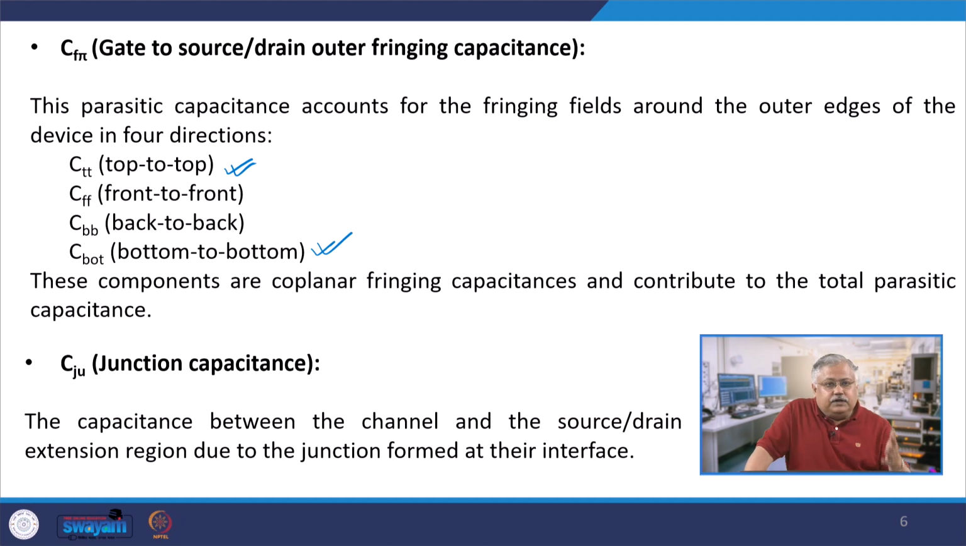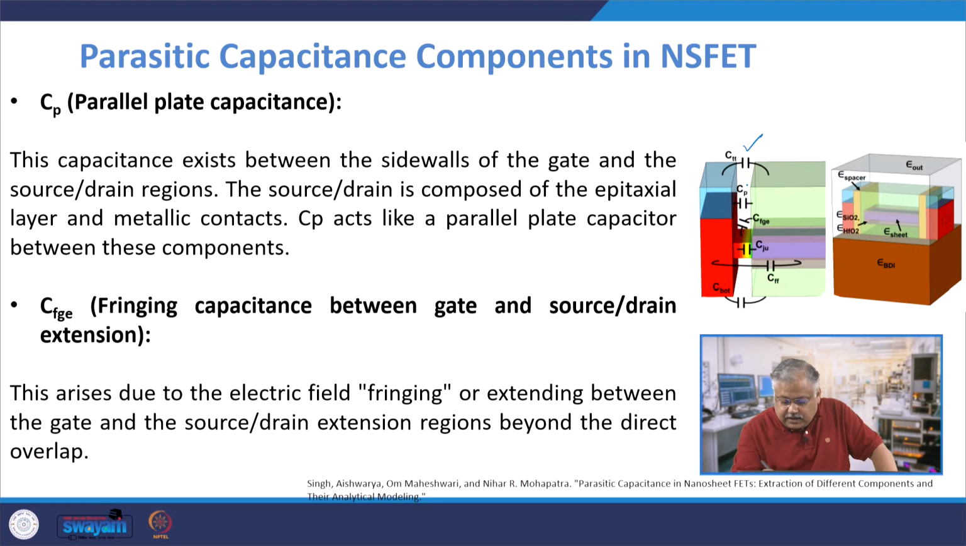However, the value of these will depend upon the structural parameters. For example, what is the height of the active layer of the device, what is the width of the active layer of the device, and that will ensure that the values of CTT, CFF, CBB and CBOT are extracted a priori, even before you start the methodology of extracting the parasitic capacitances. Then you will also have the junction capacitances between the channel and the source drain extension region due to the junction formed. So we have looked into this and this.